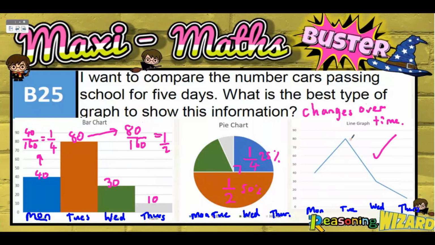A line graph is also acceptable in this case. So there's not really a best answer in this case. It depends how you want to display the data.